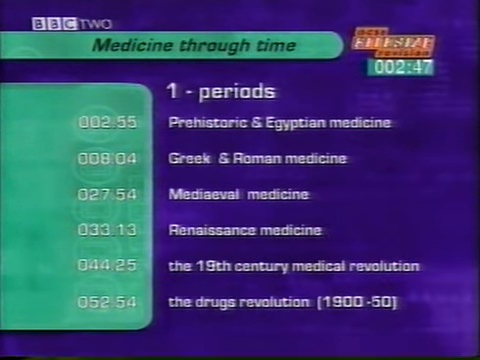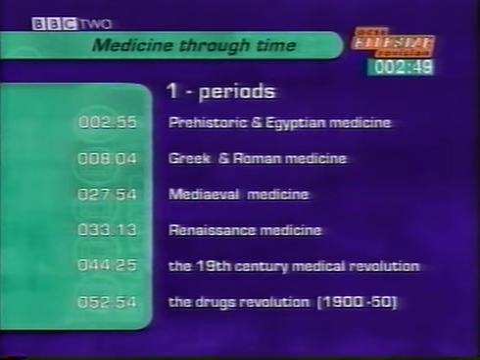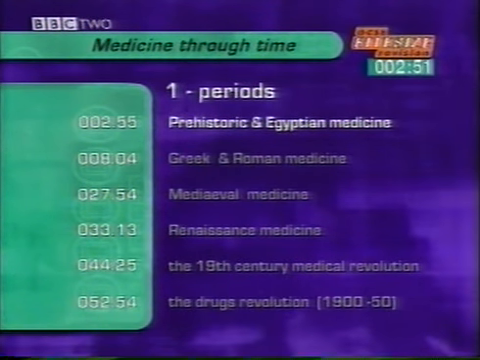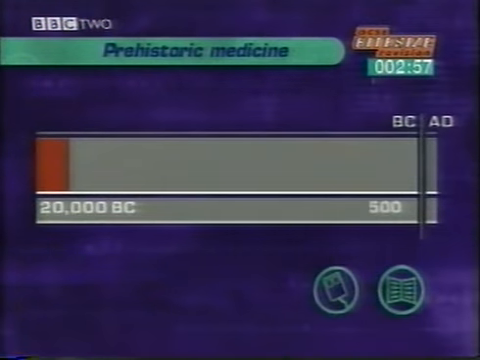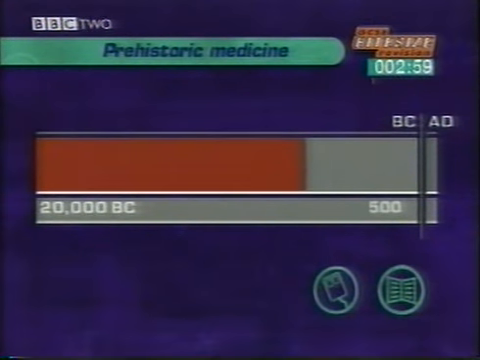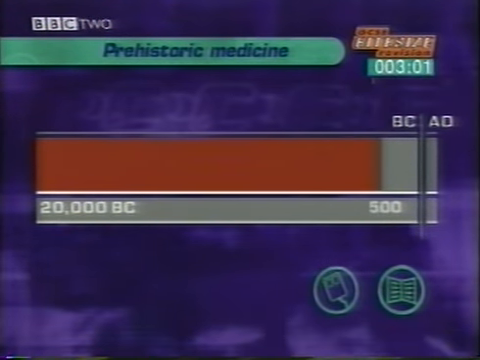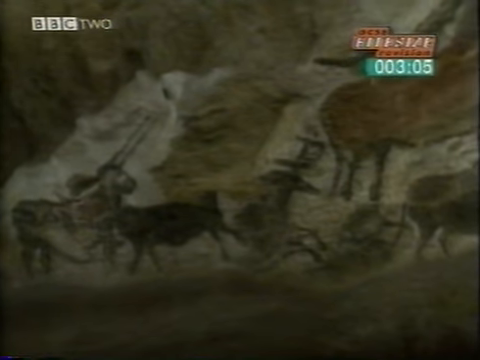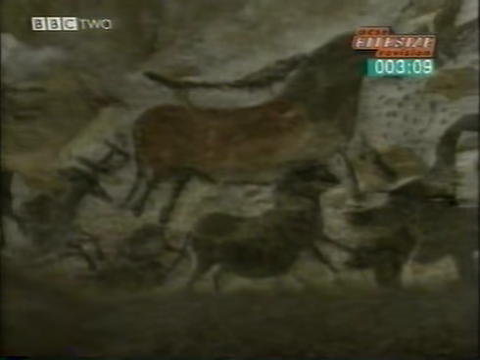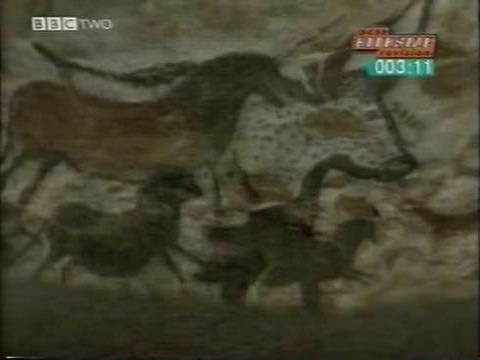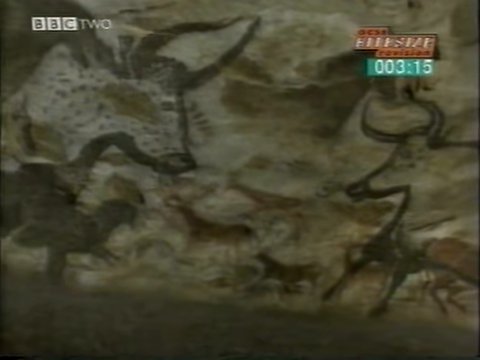The first period in the history of medicine that we're going to look at is prehistoric and Egyptian medicine. There are real problems in finding out about the prehistoric period, with no written evidence available. Evidence is limited to things like cave paintings, artifacts and skeletal remains from graves. It's also possible to study more recent peoples with comparable lifestyles, such as 19th century Australian Aborigines.